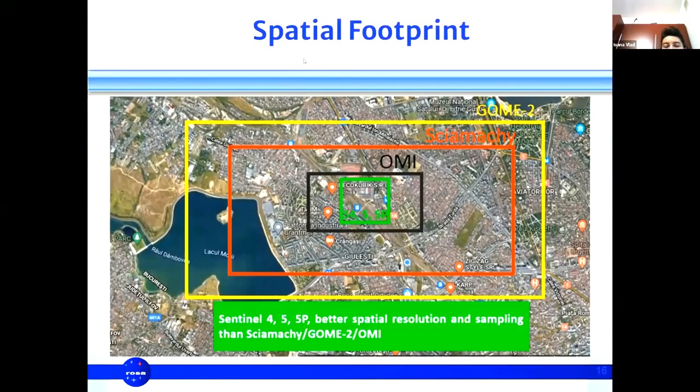It can be noticed in the present slide the evolution of air quality sensor monitoring, having a better spatial resolution from GOME-2 until today, when we are in the era of Sentinel-5P.